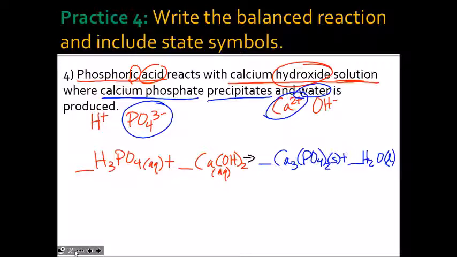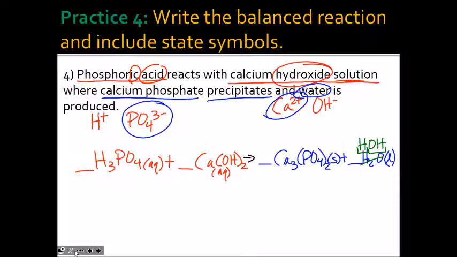You make it HOH, exactly. We're going to change this to HOH. So it's like an H group and an OH group. So we balance H with H, and we balance OH with OH. Makes it a whole lot easier.